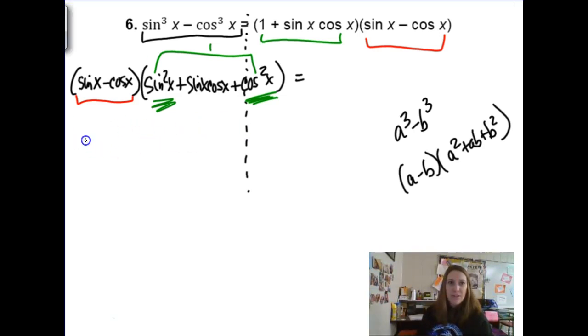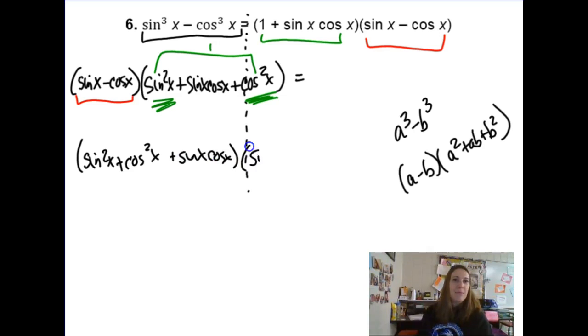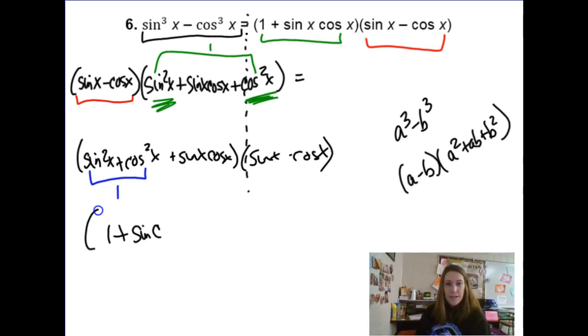I wouldn't feel real good if this was a test question and this is how I left it, so I'm probably going to rewrite it as, I don't know, I could really impress my teacher by saying sine squared x plus cosine squared x plus sine cosine times sine minus cosine. And then I'll make a little note so my teacher understands that I realize that's a 1. So I think we're done now. 1 plus sine x cosine x times sine of x minus cosine of x, which is what I wanted.